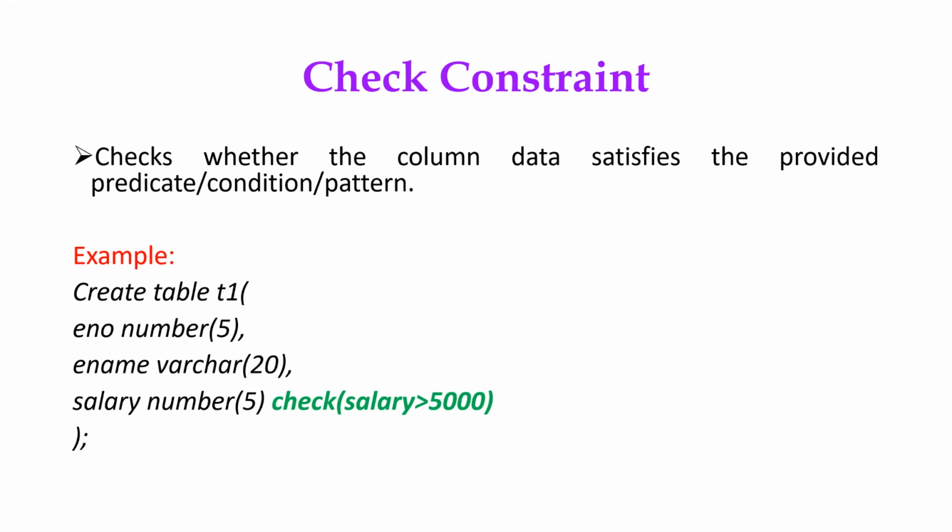Check constraint means it will check whether the particular attribute, field or record satisfies the given condition. Example, I am creating a table called T1 with attributes employee number, employee name and salary. Employee number is the primary key, followed by employee name and salary. In the salary, I have a check constraint where I am checking whether my salary is greater than 5,000. So, this is one example.